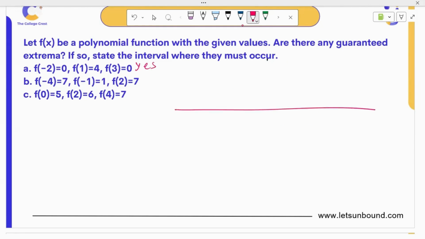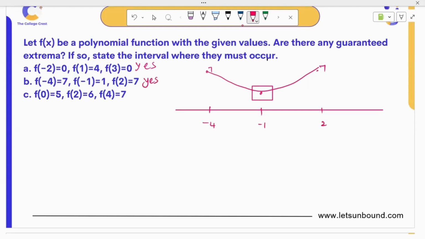Second one, f of minus 4 is 7. Randomly I'm picking. f of minus 1 is 1 here. f of 2 is 7. So here, decreasing to increasing, yes, there will be a local minimum. Correct? So this is also yes. But this does not come under the category of two zeros. They are not zeros. Then no, we can't say it that way. But increasing to decreasing, there will be an extremum. Sorry, decreasing to increasing, there will be a local minimum. So that fact I applied here.